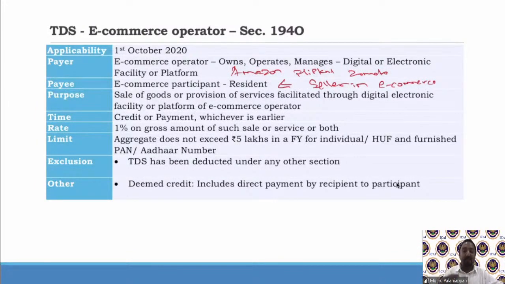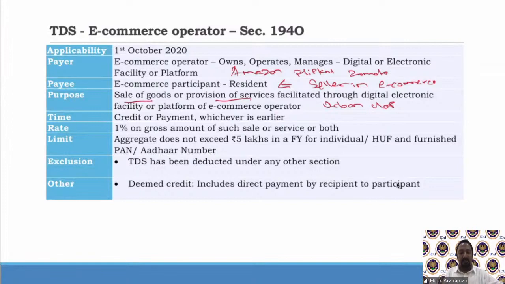So the seller on Amazon, the seller on Flipkart are all called e-commerce participants. If there is any sale of goods or provision of services facilitated through a digital electronic platform, when you say services, think of things like Urban Company, right? They all facilitate services. Amazon and Flipkart facilitate goods, right? So that's what we call facilitating.